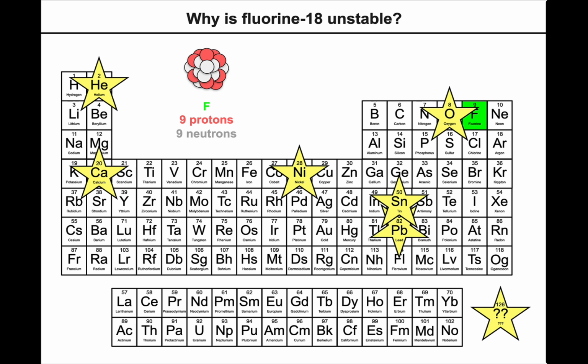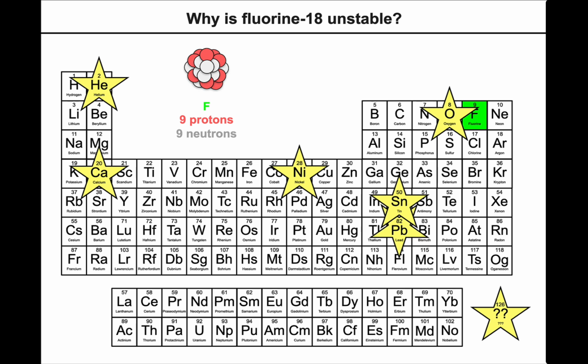And what is a magic number? 8. 8 is very, very stable, very favorable, very desirable, but we have 9 of both. If you're a fluorine and you have 9 protons and 9 neutrons and you are right next to this magic number 8, you're looking over at the oxygen saying, wow, you have 8 protons and 8 neutrons. That's great. I have 9 and 9.